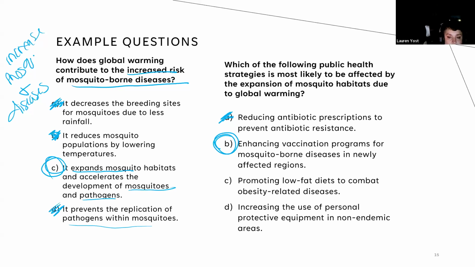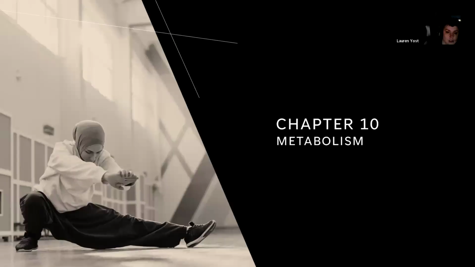Promoting low-fat diets. Well, you might want to have a decrease in obesity-related diseases. This is not relating to the expansion of the mosquito habitat. Increasing the use of personal protective equipment in non-endemic areas. Personal protective equipment isn't going to save the populations from the mosquito diseases. Now, you might consider using personal protective equipment going out into environments where there are mosquitoes, but this isn't going to affect that healthcare environment and dealing with that. So B is our correct answer there.